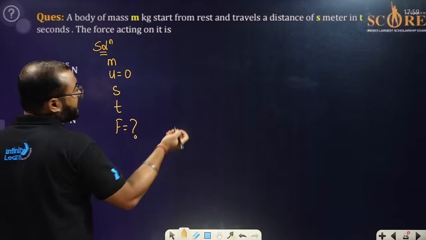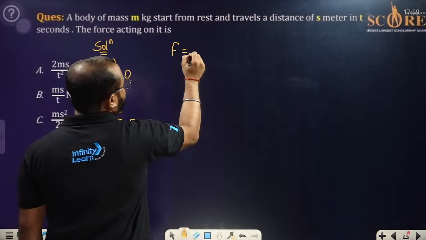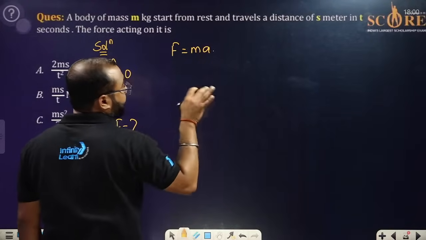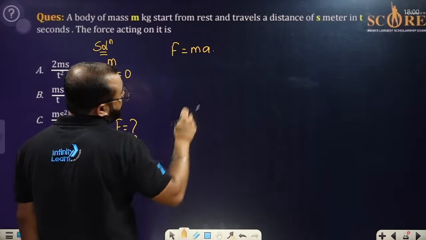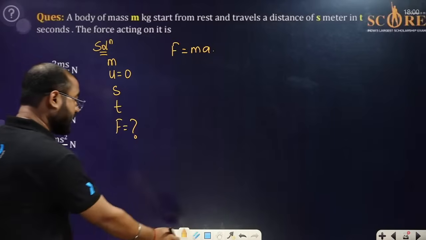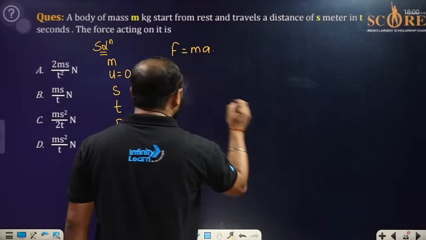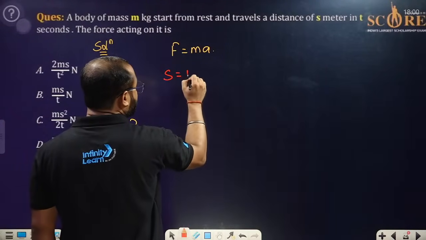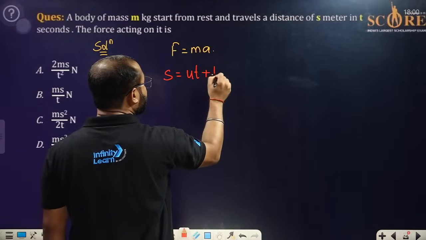From the second law, we have F equals ma. In simple words, we have to find out the value of a. For a, we require final velocity, initial velocity, and the time. Time is given to us and we have the initial velocity, but we do not know the final velocity. But in this particular case, let us go with the equation of motion, s equals ut plus half a t square.